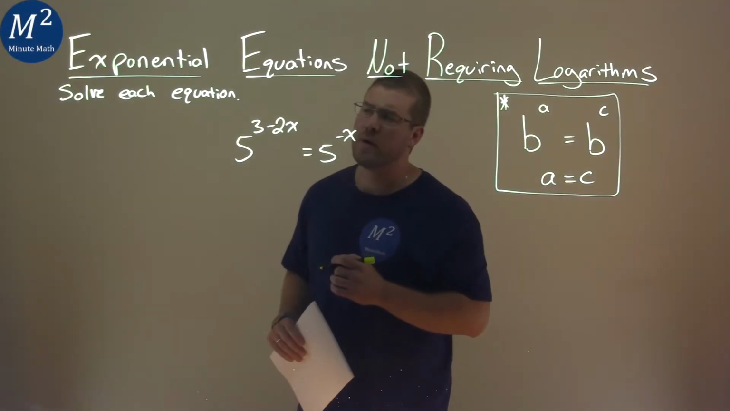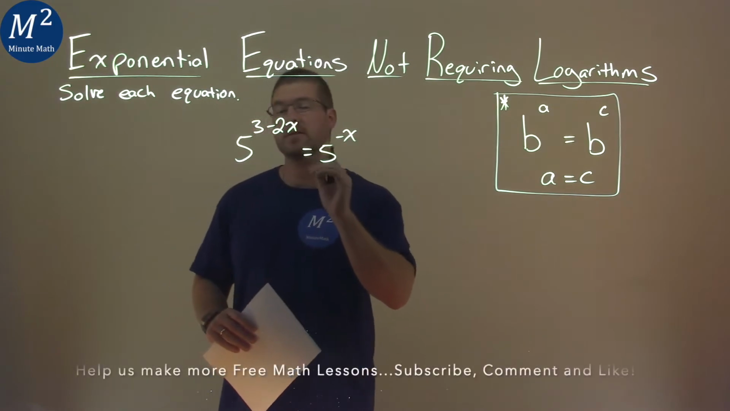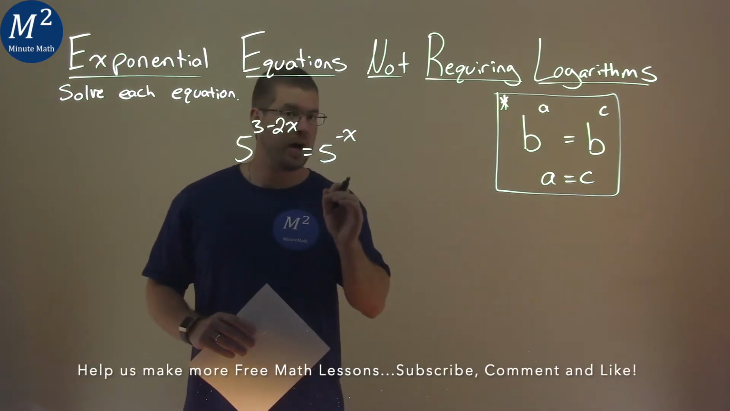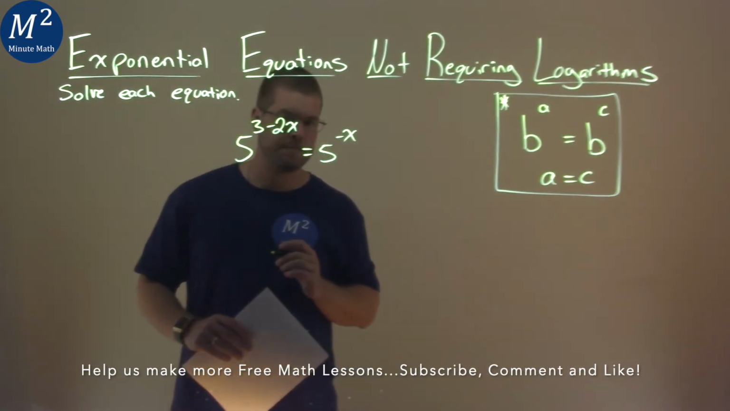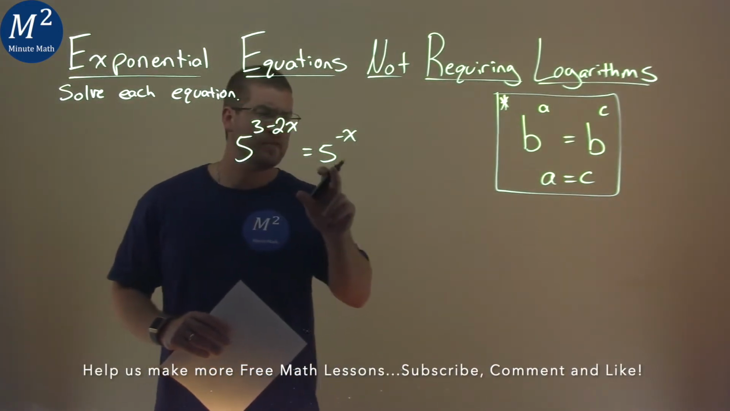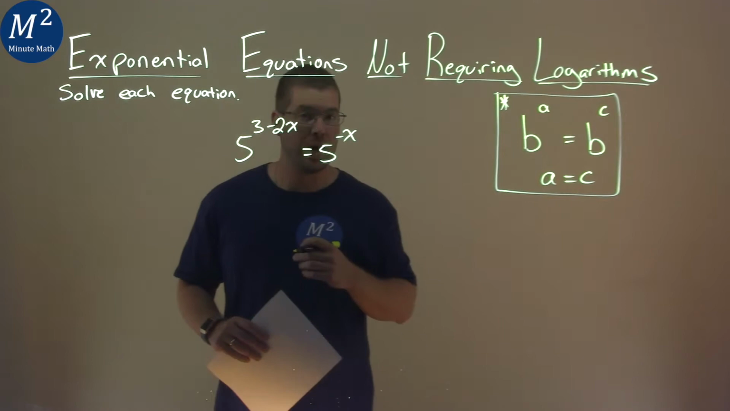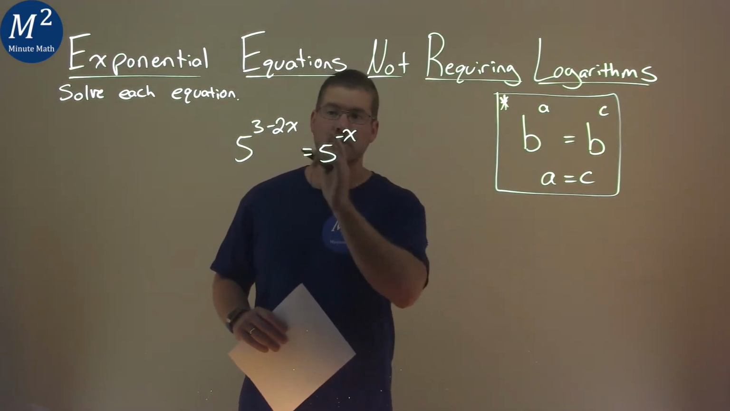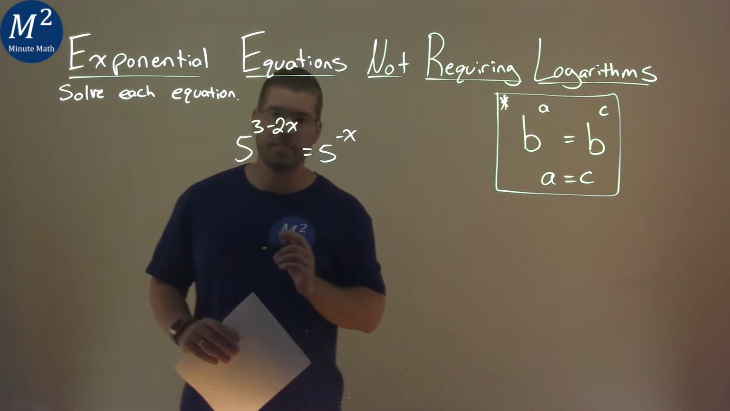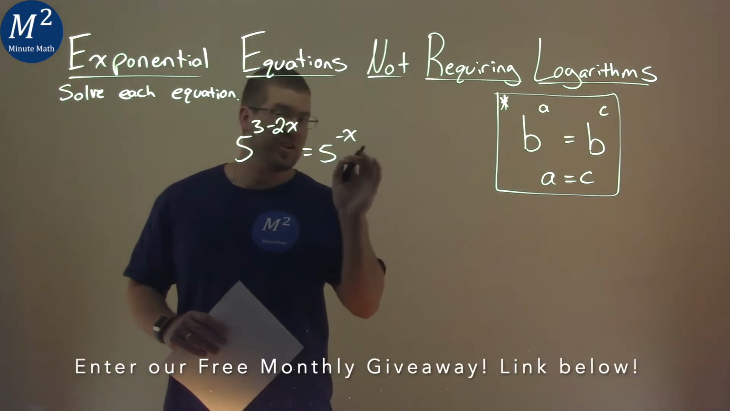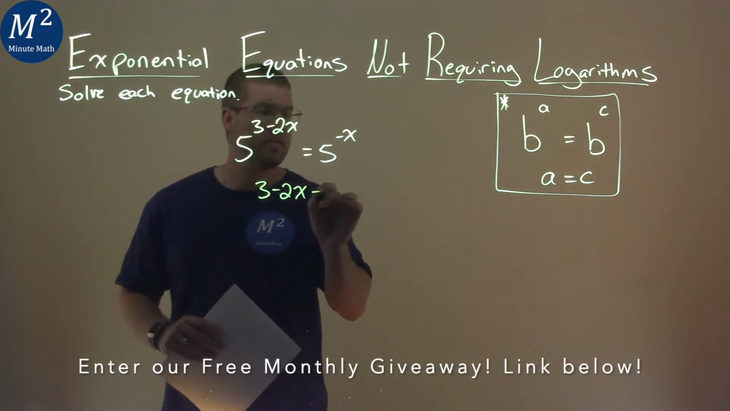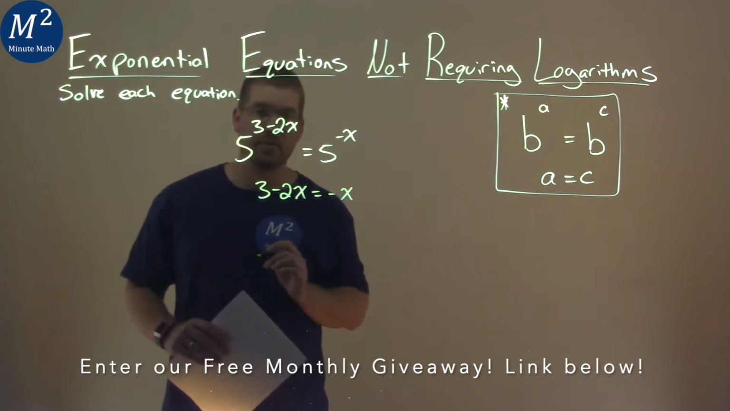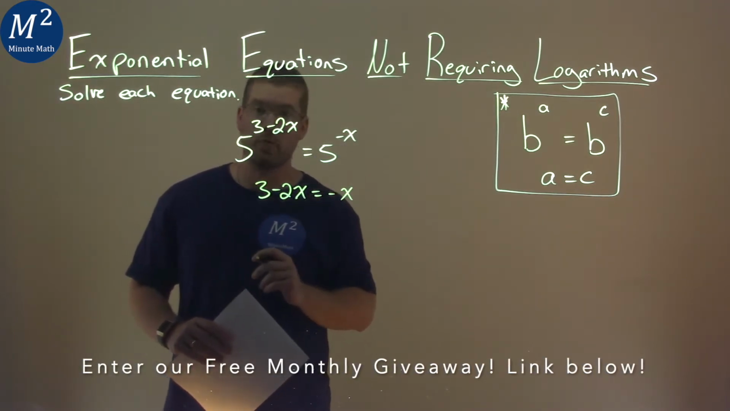We're given this problem right here, 5 to the 3 minus 2x power equals 5 to the negative x power, and we have to solve this equation. Well, notice we have the same base here of 5. When that happens, we just have to worry about the exponent. So we can set the exponents equal to each other now. 3 minus 2x is equal to negative x. Now we solve for x.